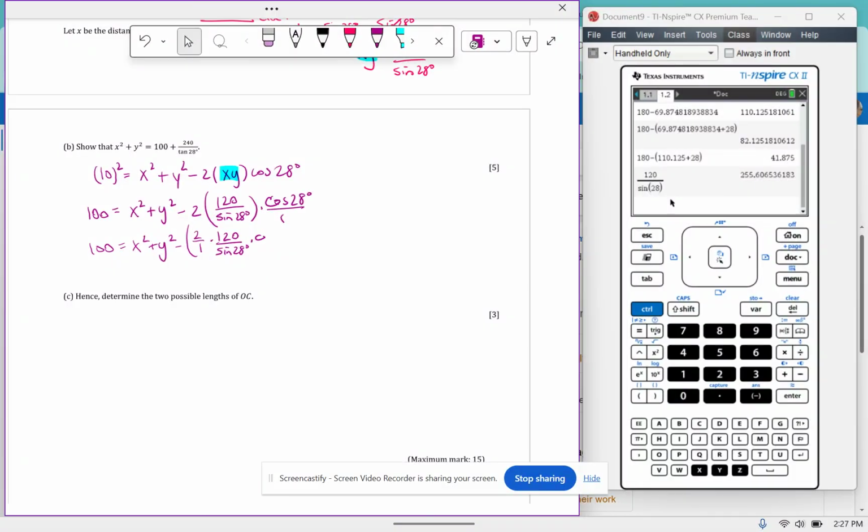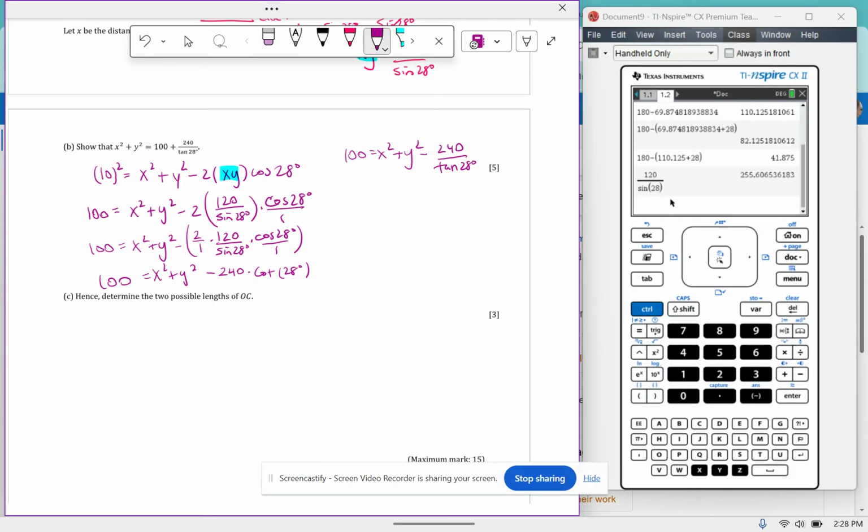And putting everything as a fraction so I can see if there's anything I can rewrite. So the cosine of 28 and the sine of 28, cosine over sine is cotangent. 2 times 120 gives me 240 times the cotangent of 28, is where I'm at right now. Cotangent is the same thing as 1 over tangent, so I'm going to rewrite it as that because I'm trying to get to a tangent in the denominator. So I've got 100 is equal to x squared plus y squared minus 240 over the tangent of 28.